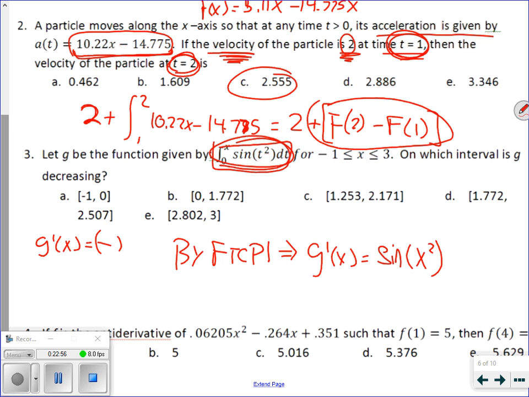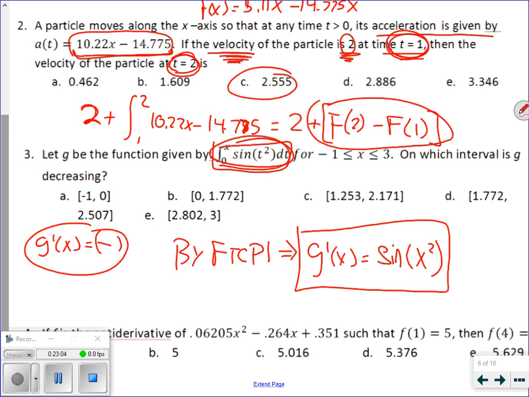And if you were to graph this function on your calculator, this is calc active, and look to see where it's negative between 1 and 3, that interval ends up being between 1.772 and 2.507. And in class, we can show this on the calculator later. But for now, these are just some good application problems.